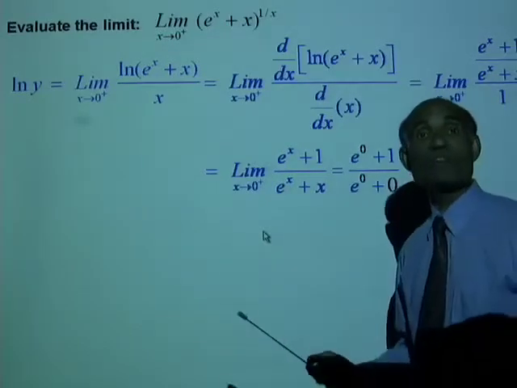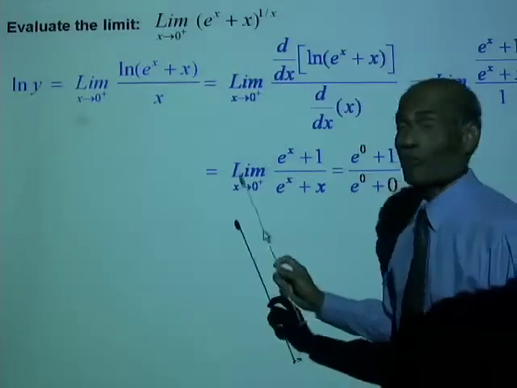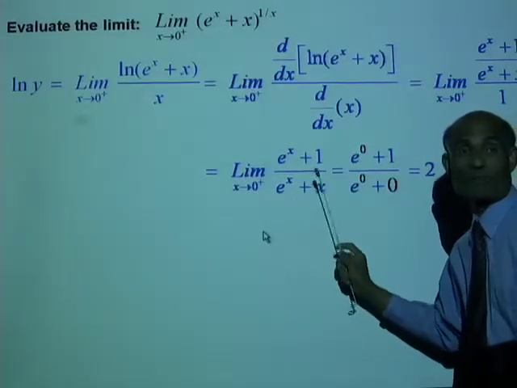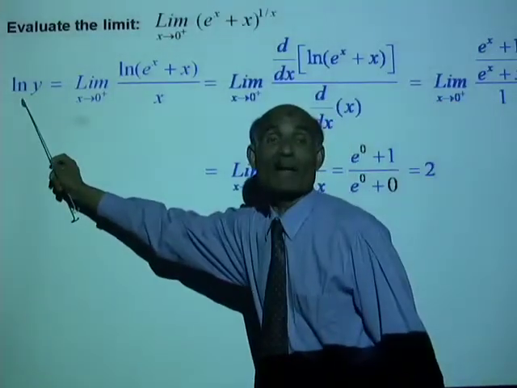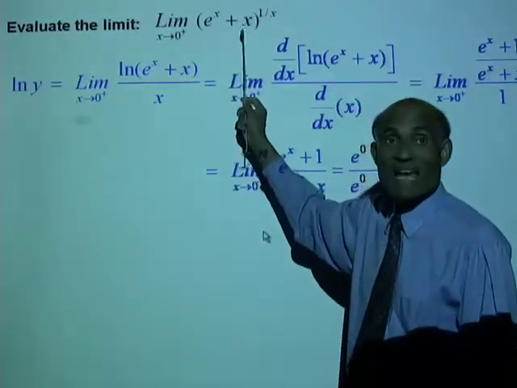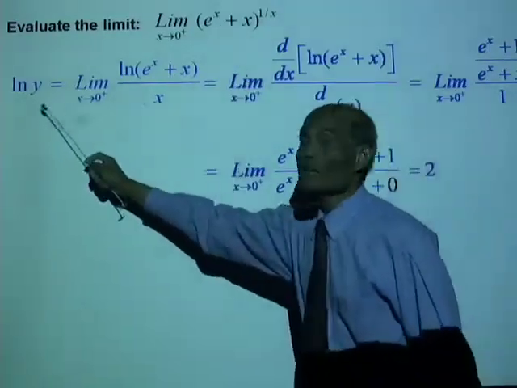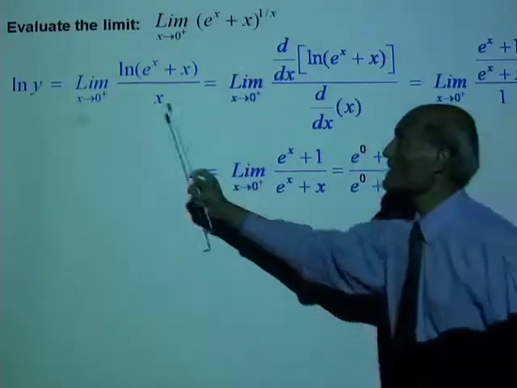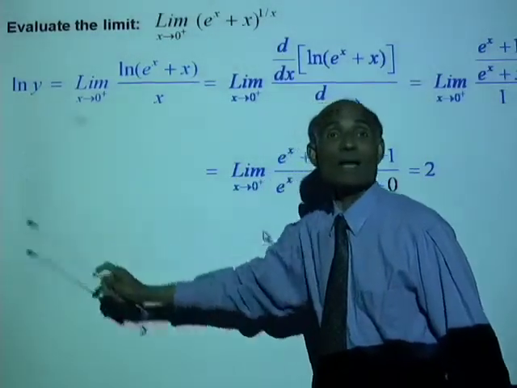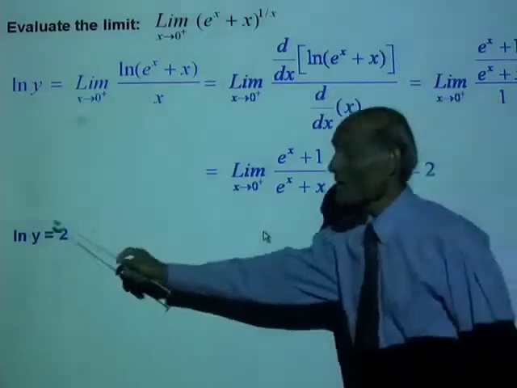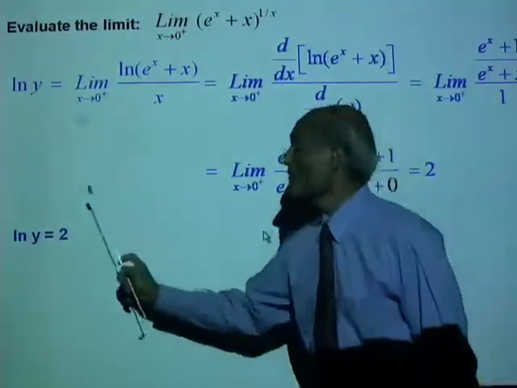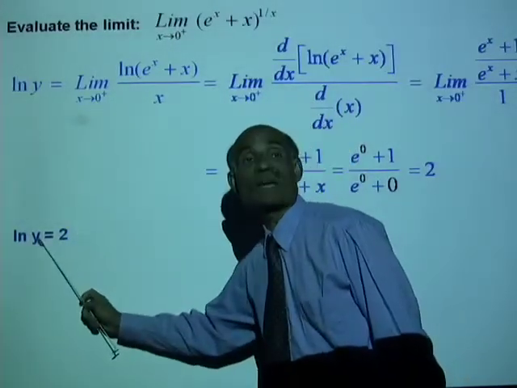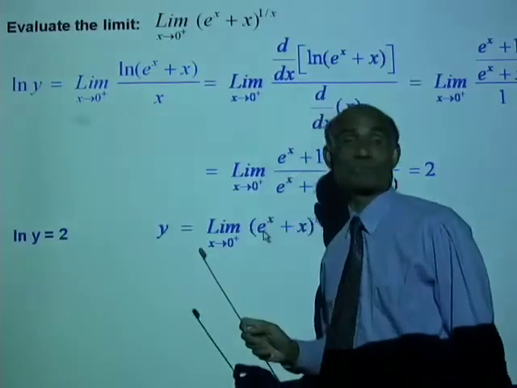But have we found the actual answer? Well, we are looking for this limit and not this limit. Remember, this limit is ln y. We started this by taking ln of both sides. So this quantity we just evaluated, which gave you 2, is actually equal to ln y. So we haven't finished. So we have ln y equal to 2. Therefore, what is y? If ln of y equal to 2, then y equal to e to the power of 2. That's right.